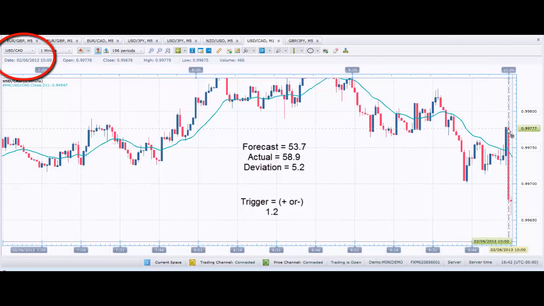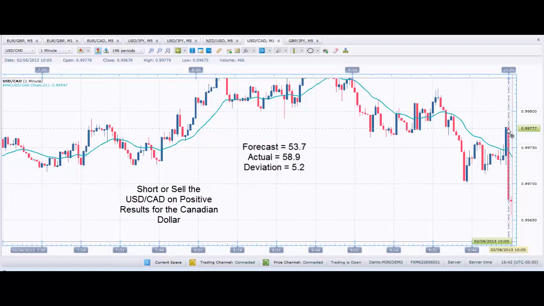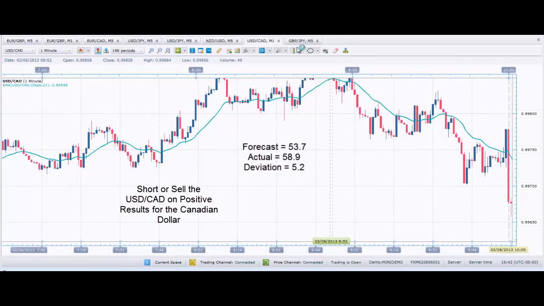The release candle has come out, and the trade plan lets us know that we need to trade this in direction of the release information. Well, in this case, the Canadian dollar should strengthen. The deviation was a positive 5.2. If the Canadian dollar strengthens against the USD, that means we would go short on the US dollar, Canadian dollar.